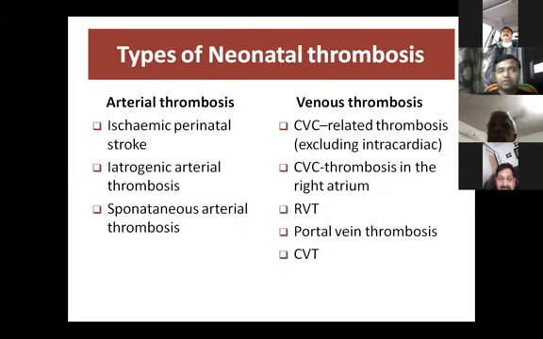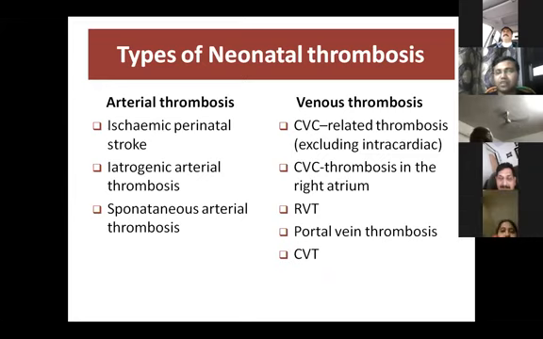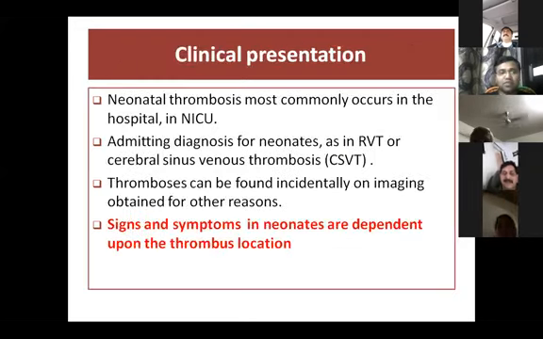Next, what are the types? One is arterial thrombosis and the other venous. In arterial thrombosis, we have perinatal stroke, iatrogenic arterial thrombosis, and spontaneous arterial thrombosis. In venous, we have catheter-associated thrombosis without involvement of the cardia, with involvement of the cardia, and also renal vein thrombosis, portal vein thrombosis, and cerebral vein thrombosis.